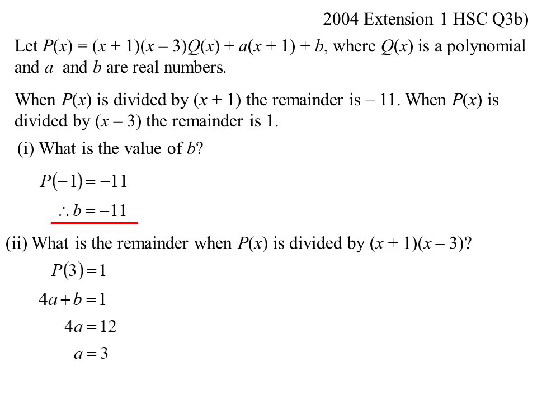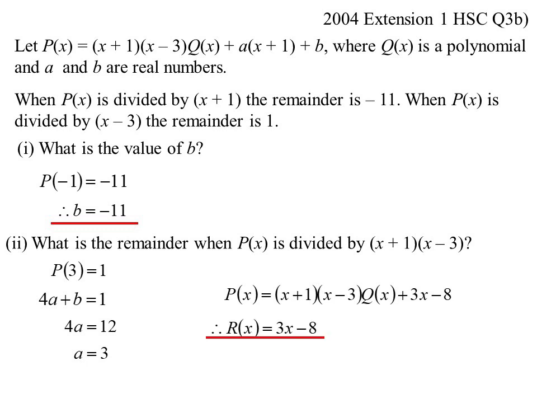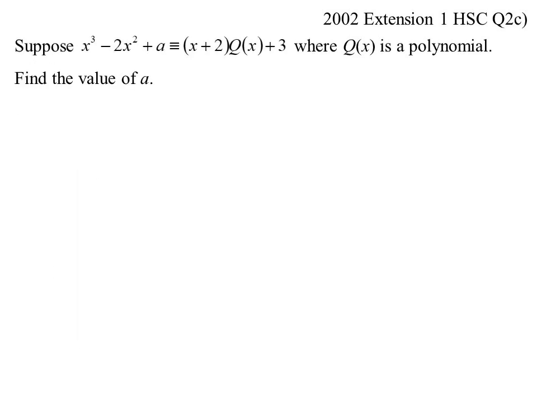So I now know a is equal to 3 because we've already worked out b is negative 11. Now our remainder, it was written in a strange form, but there it is, a times x plus 1 plus b. I do now know what a and b are, so the remainder must have been 3x minus 8. So there's our answer.